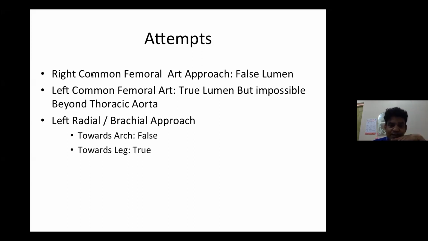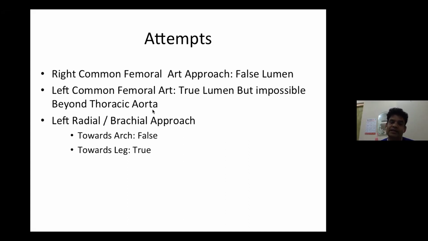Why is this limb cold? We didn't get much information from the CT angio. We got some, but we thought we'd do a catheter angiogram before we plan our treatment. With a right common femoral arterial approach, we are always getting into the false lumen. When I tried from the left common femoral artery, it was the true lumen, but impossible to go beyond the thoracic aorta. So on the right side, it just goes all the way to the aortic bifurcation, not beyond that. On the left common femoral artery, it goes to the thoracic aorta, but I'm not able to go beyond that.